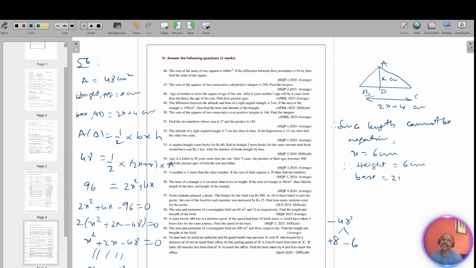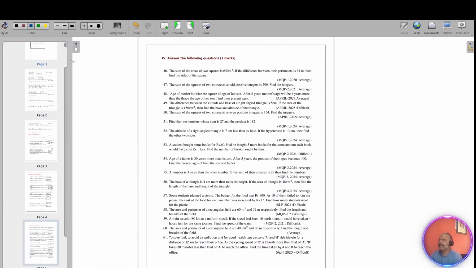Base is equal to 2x plus 4. That is 2 into 6 plus 4, 12 plus 4, 16 centimeter. Height is 6 centimeter, base is 16 centimeter. Done? Solving the quadratic equation, I have not done. Please do it yourself. We'll move on to the next question, 57th.